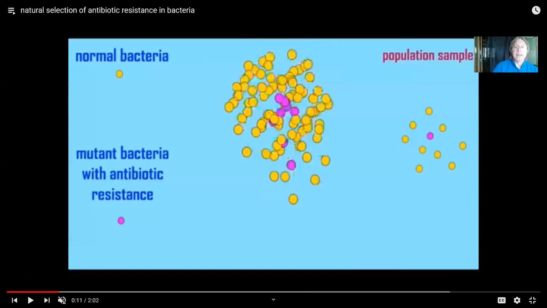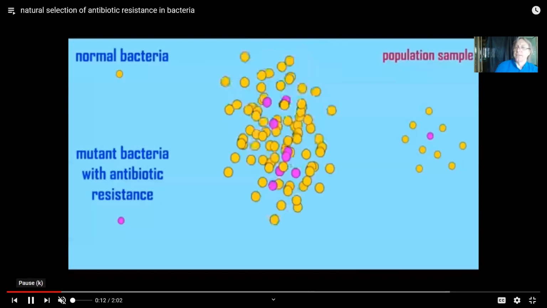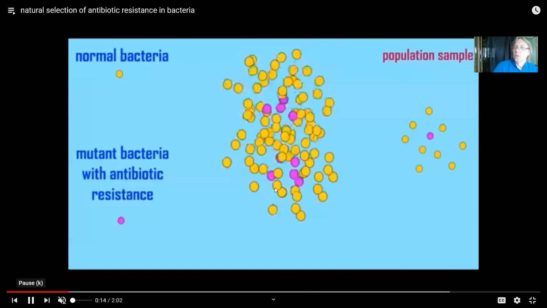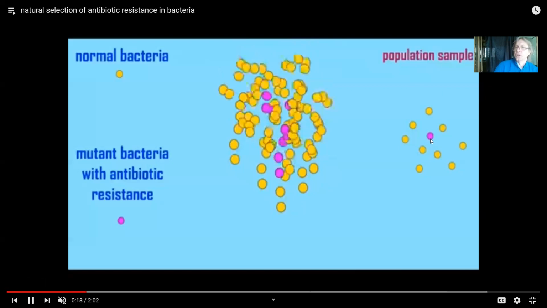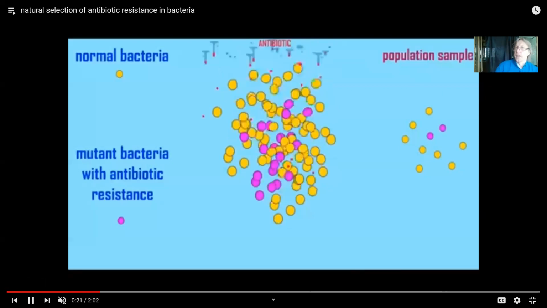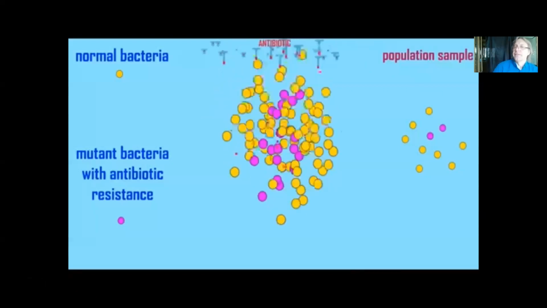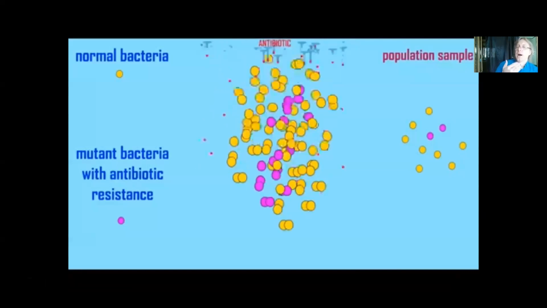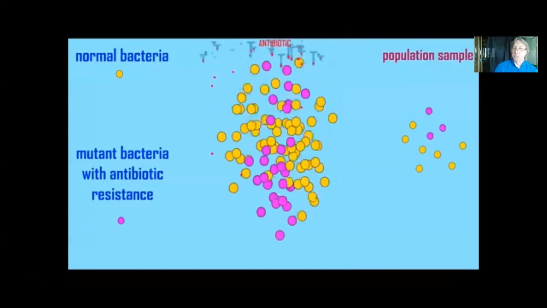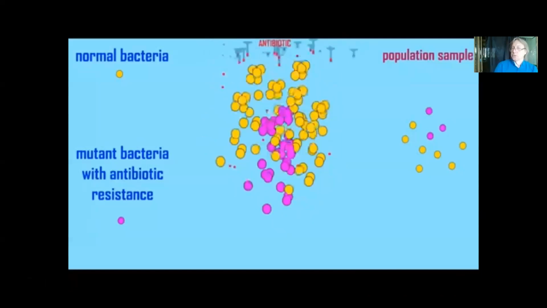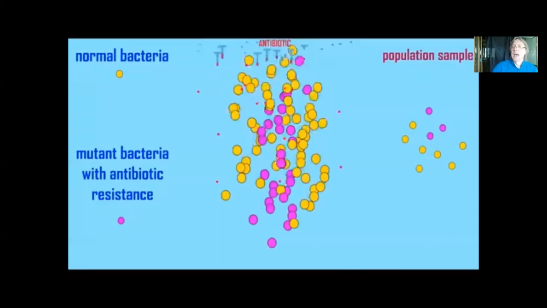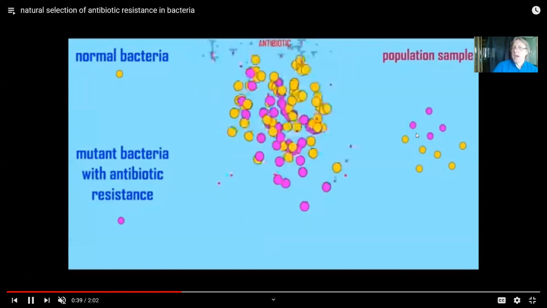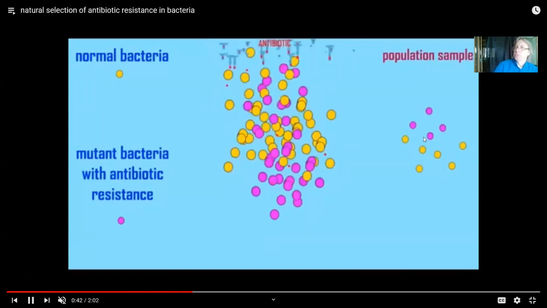But if the antibiotic is then in the environment, then the yellow ones are more likely to die. The pink ones are more likely to survive. And so the variation was already there. And in a certain environment, that variation may now undergo natural selection, where it has an adaptive value, making the organisms more likely to survive in this case, or more likely to reproduce or mate in other examples. And so now the frequency of these pink mutant forms is going up.